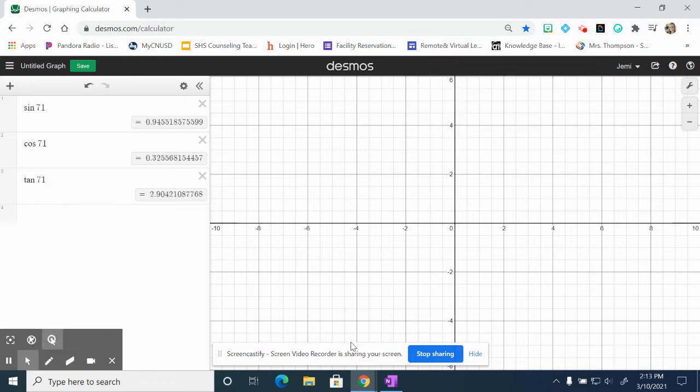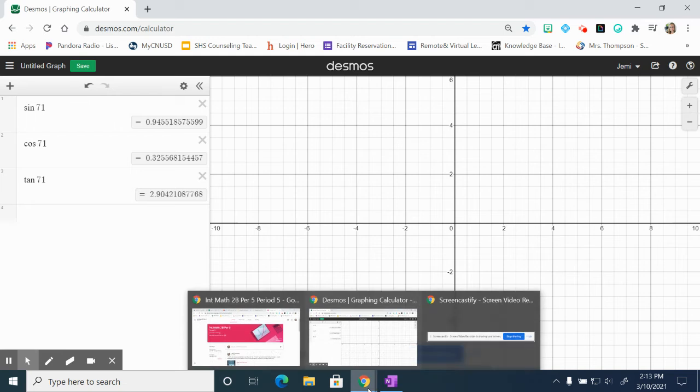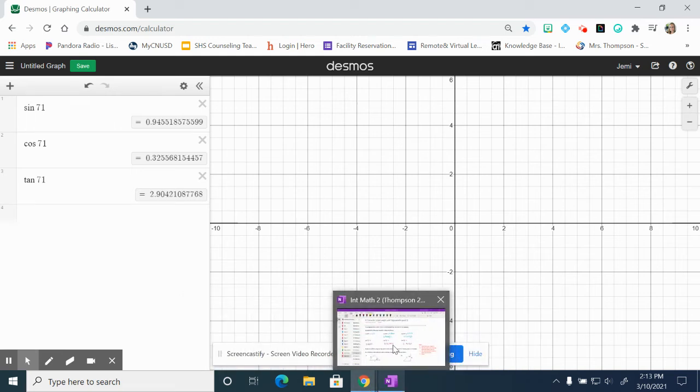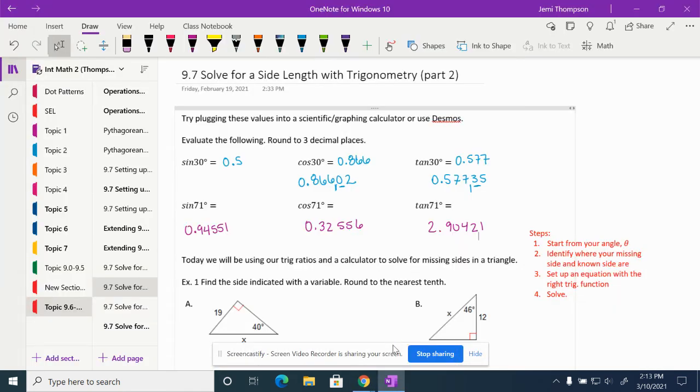So I plugged in my sine, cosine, and tangent for 71 here. You'll see that those numbers changed. I've copied them down onto here, and now let's make sure that we're all good on the rounding. So 1, 2, 3, I look at the 4th decimal place. This is 5 or greater, yes. So I have to round up, 0.946.